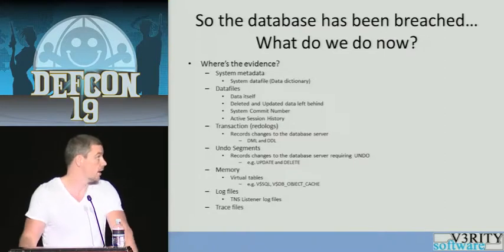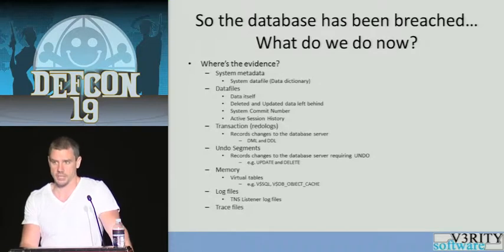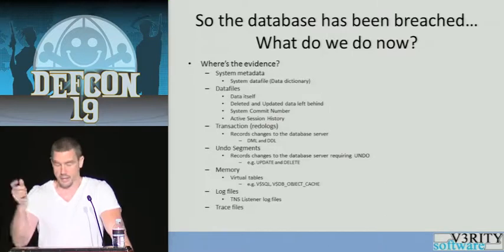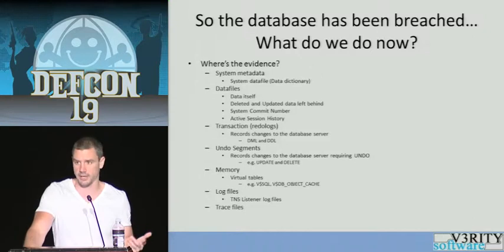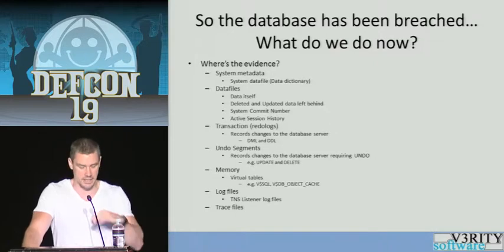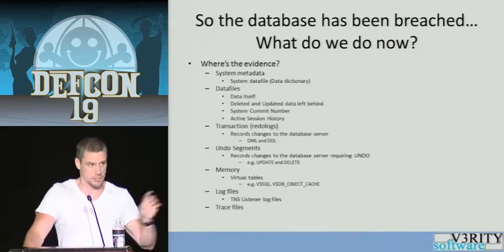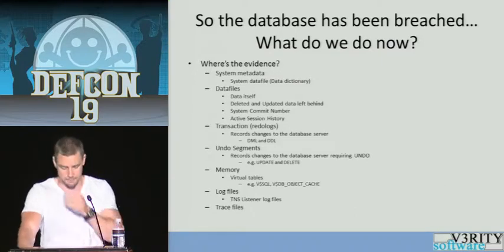Undo segments: if you make a change, an undo segment is created that has information pertaining to that change. So again, we can query that. The memory itself, in a live response situation, we can start querying certain key virtual views for information. One of them is V$SQL. It has about 3,000 to 5,000 queries, the most recent ones that have been executed. So if we can find an attack in progress, or an attack which happened just half an hour ago on a fairly quiet database server, there might be evidence of attacks in there.